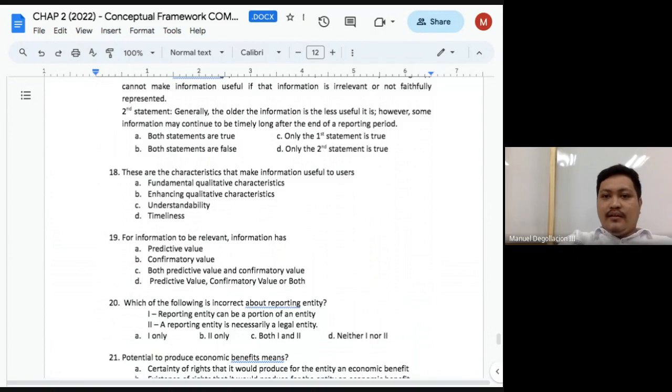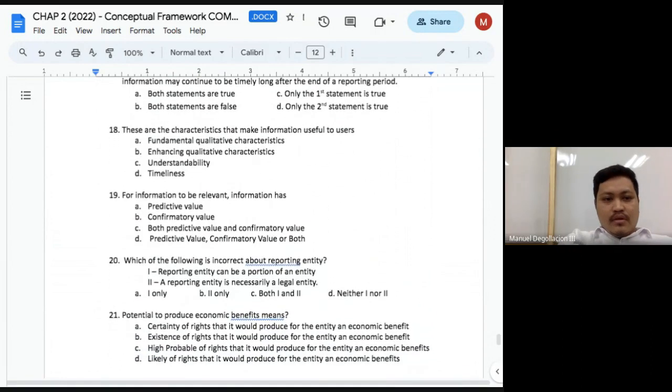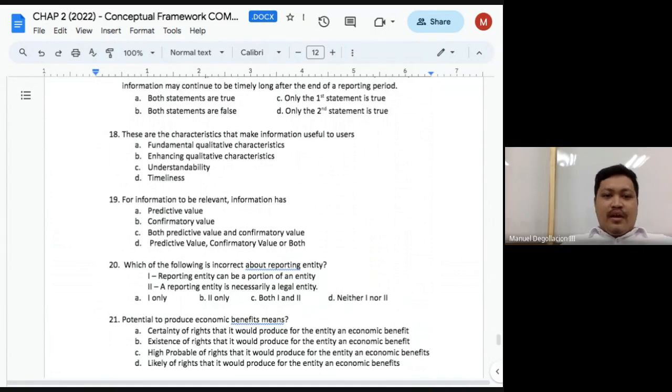Number 19, for information to be relevant, we've discussed this already. Information has to have predictive value, confirmatory value, or both. One of the two would be sufficient.